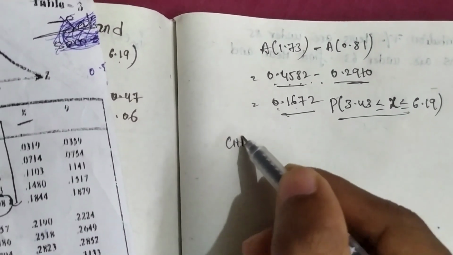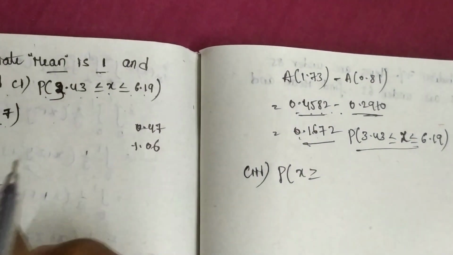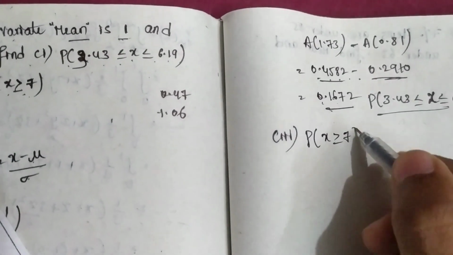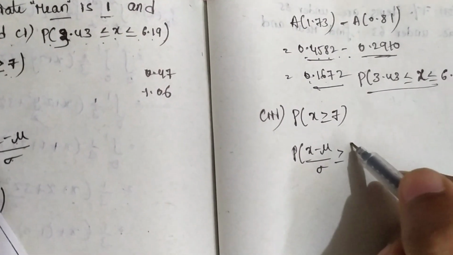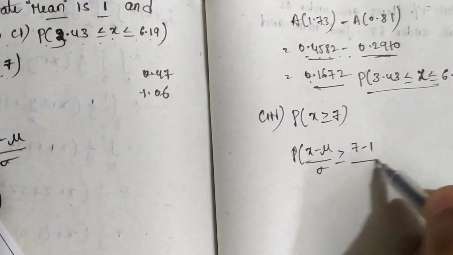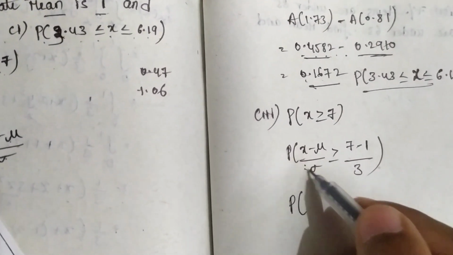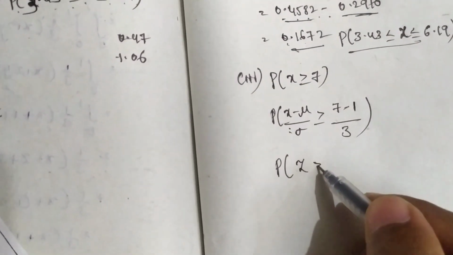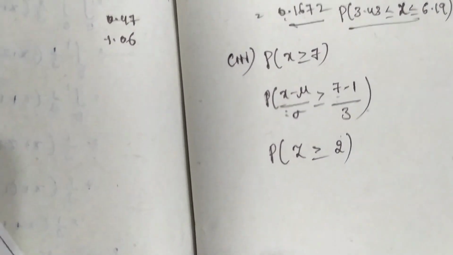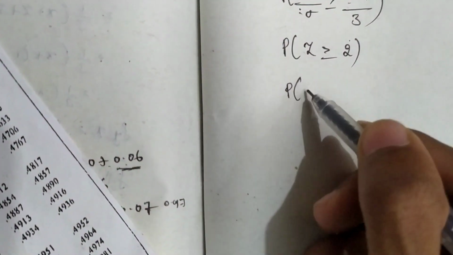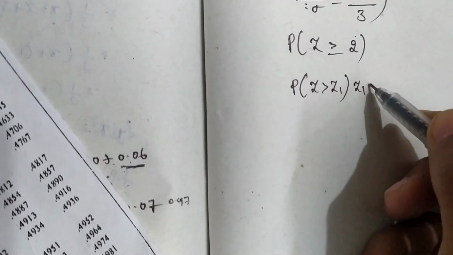The third one is we have to find P of X greater than or equals to 7. Here we know that P of (X minus mu) by sigma greater than or equals to (7 minus mu) by sigma. The mu value is 1 and sigma value is 3. We replace with Z, so Z greater than or equals to (7 minus 1) by 3, that is 6 by 3, which means 2. Here it is in the form of Z greater than Z1 and the Z1 value is greater than 0.